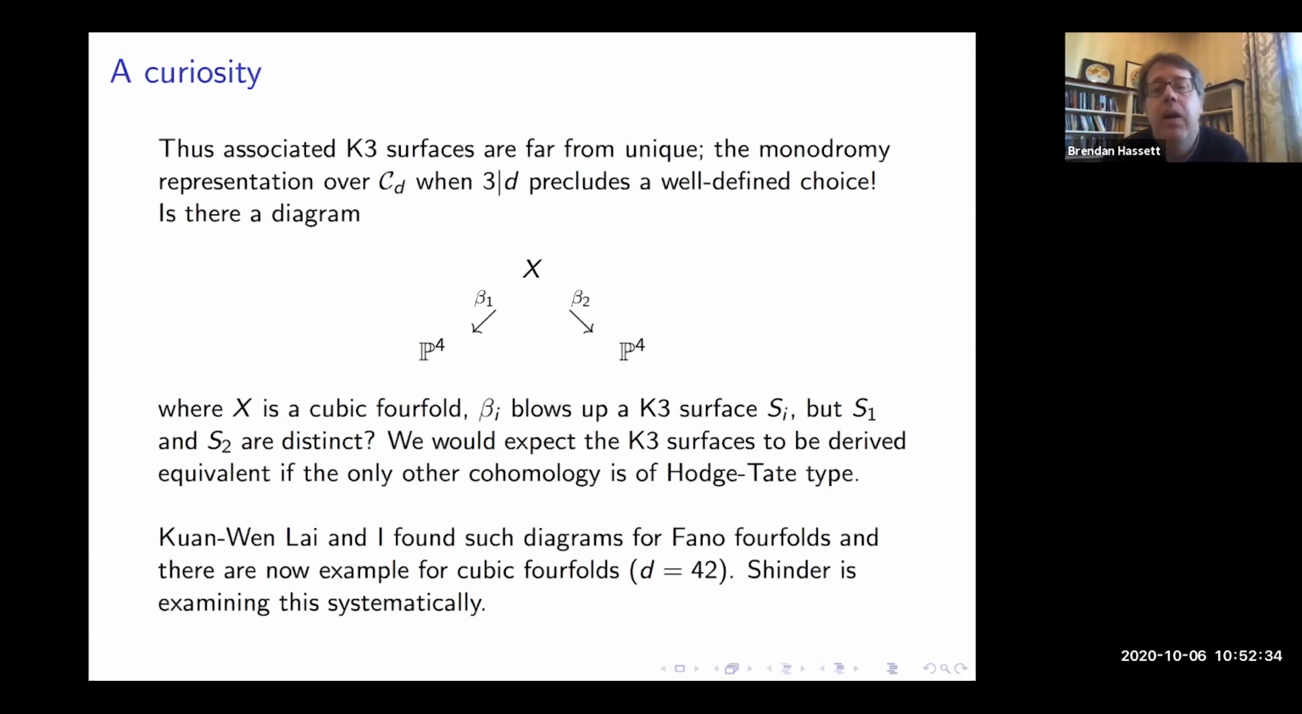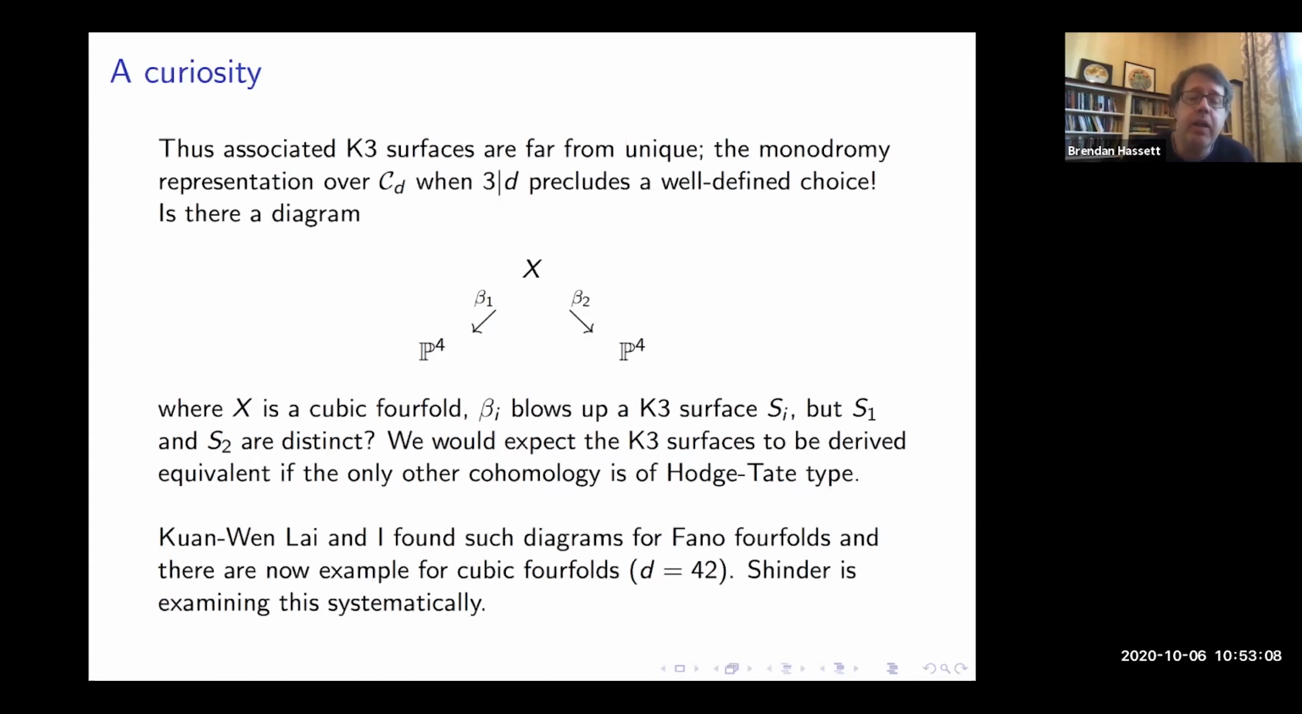So really I just want to say that there is a sort of birational, I should have said it more precisely, that there are 2 different representations of X as a blow-up of P4, maybe blowing down other things, that give rise to K3 surfaces that are distinct from one another. And so there are examples of such diagrams that we have found for other Fano fourfolds.